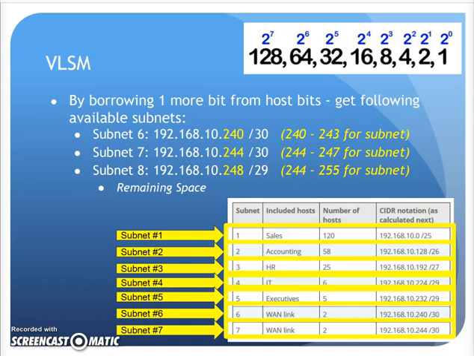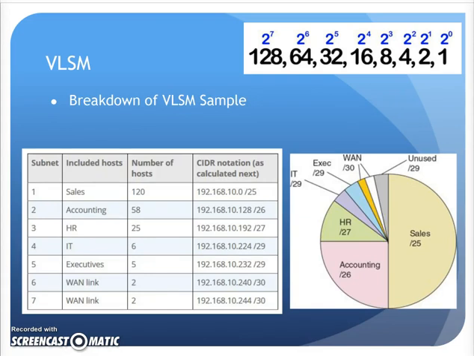That is how VLSM works. I start by doing the rank order of my subnets, work my way from highest to smallest, and I subnet, take what's left over, subnet again, take what's left over, subnet again, and I just work my way down the line, just taking good record keeping.